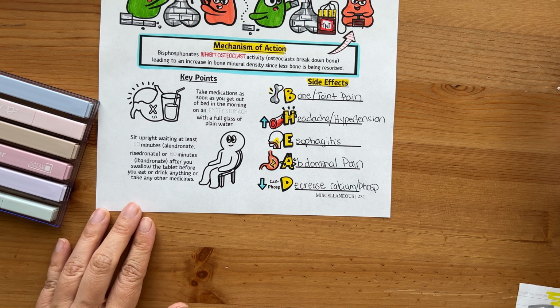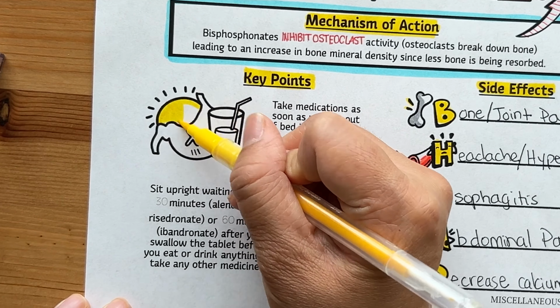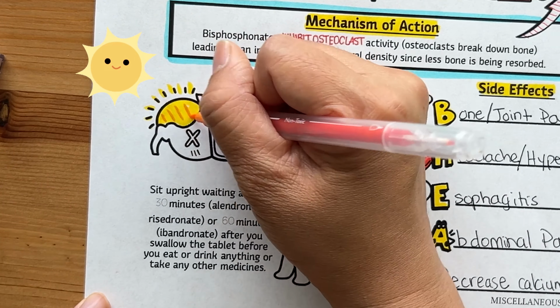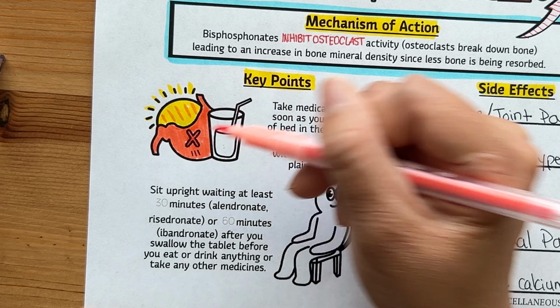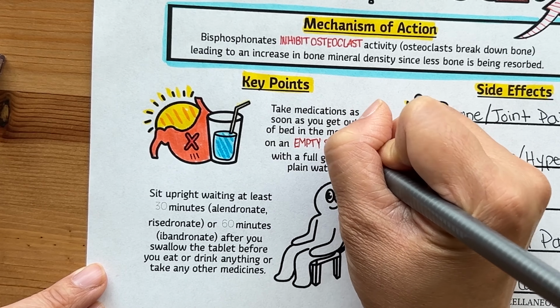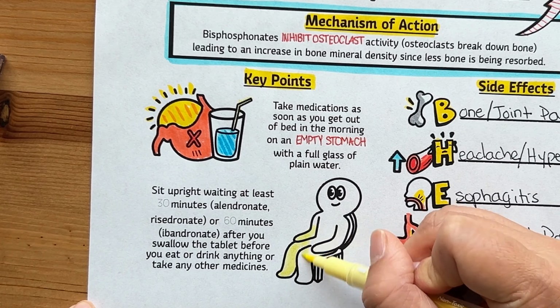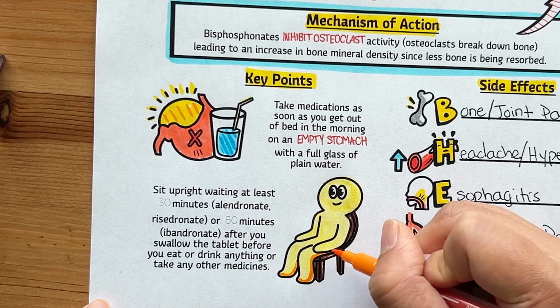Last, let's review some of the key counseling points. You want to counsel your patients to take these medications when? Yes, take them first thing in the morning as soon as they get out of bed on an empty stomach and with a full glass of water for best absorption. Should they lie down after they take these medications? No, they should sit upright waiting at least 30 minutes if taking alendronate or risedronate, or 60 minutes with ibandronate.